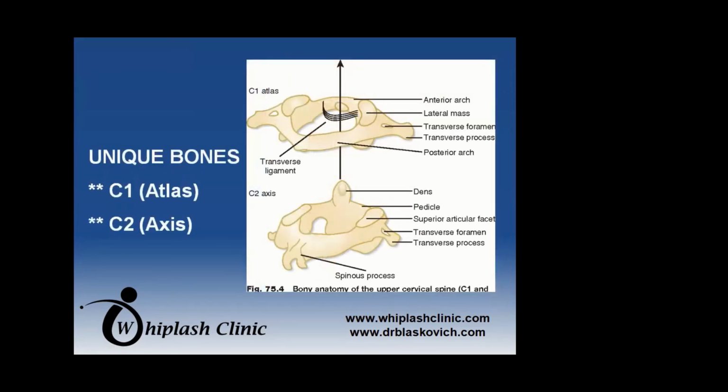Now, the two unique bones in the neck, as I've alluded to a little bit, are the atlas and the axis. The atlas has no body. What substitutes for the body is the dens from the axis, and that allows for the greatest amount of motion in any two segments within the entire spine. And so the atlantoaxial joints are by far the most mobile in an uninjured individual.